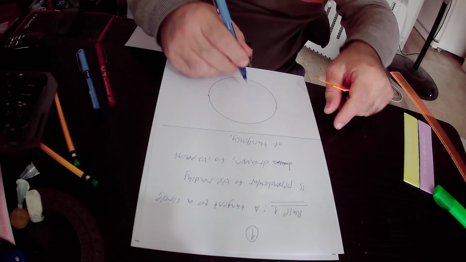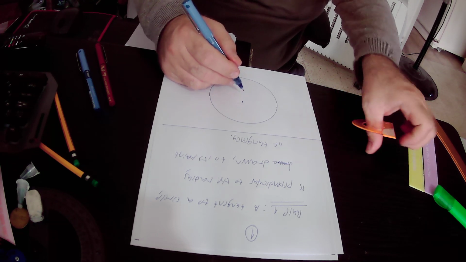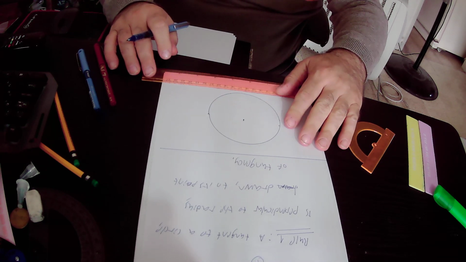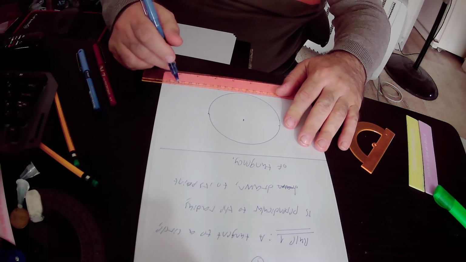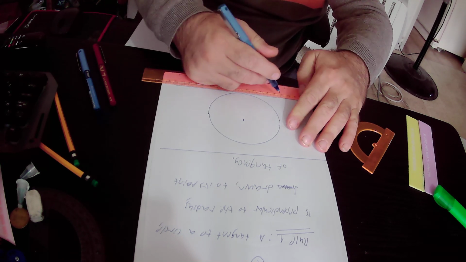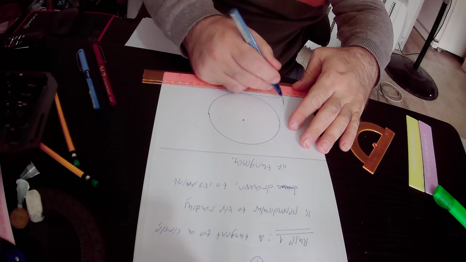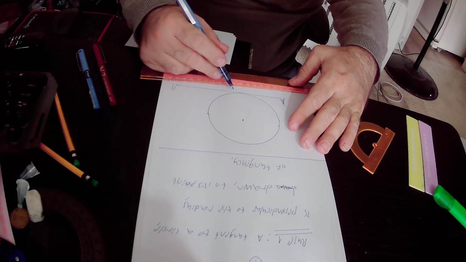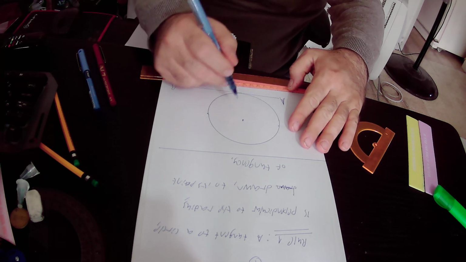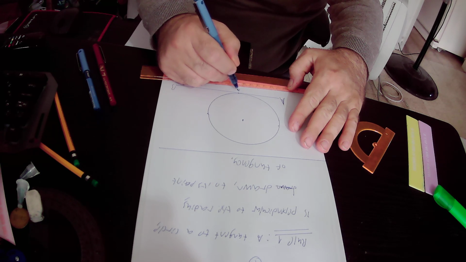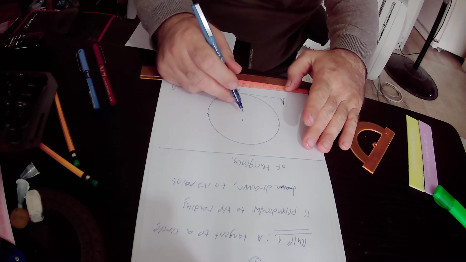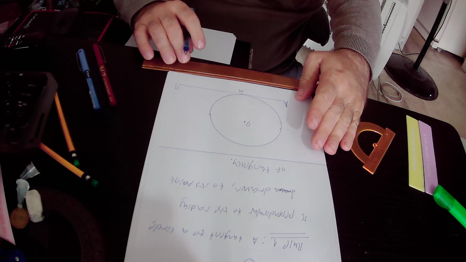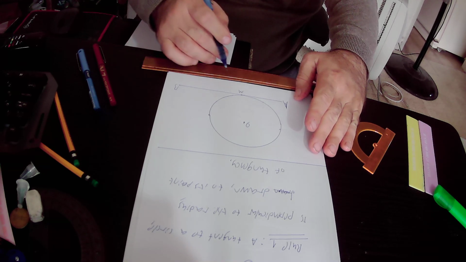and the center of this circle is at point O, and we have a tangent to the circle, AB, which is tangent to this circle at point M. Let's define the center of the circle as point O. So the tangent AB is tangent to the circle at point M.